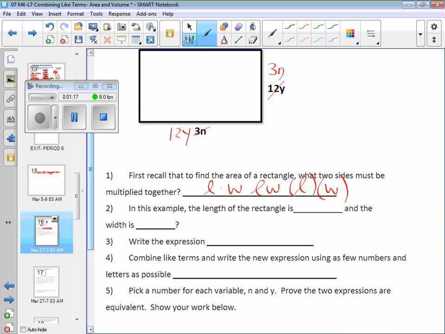However, in this example, what is the length? The length, the longer side, 12y. And the width is 3n. So length times width now winds up being 12y, and I don't need the dot, 12y 3n. Looks kind of strange, but it means to multiply, which really is, if you think about it, 12 times y times 3 times n. This is just the way we write it.